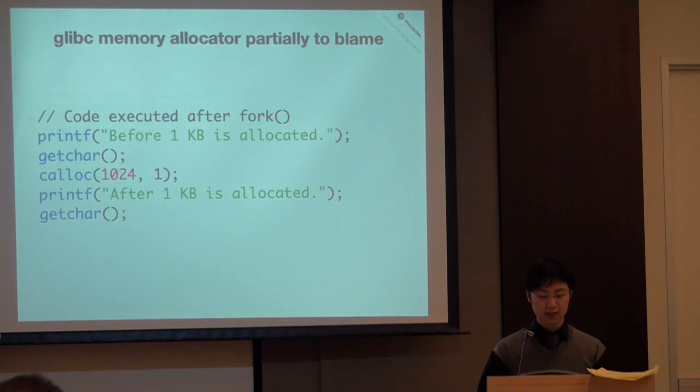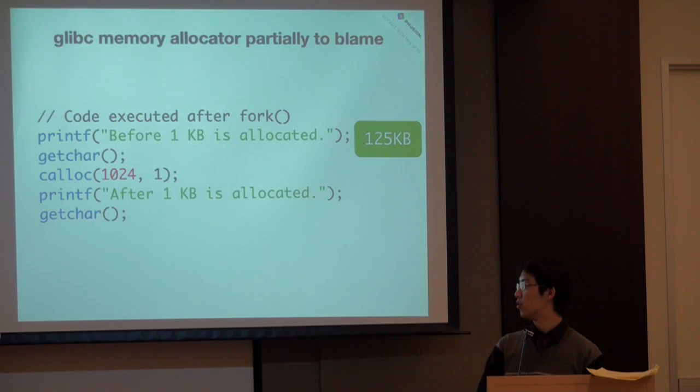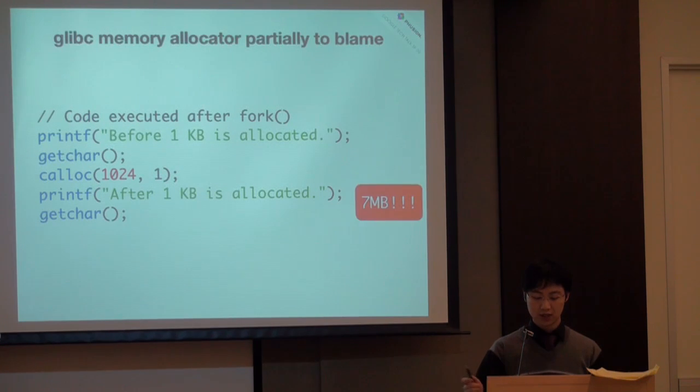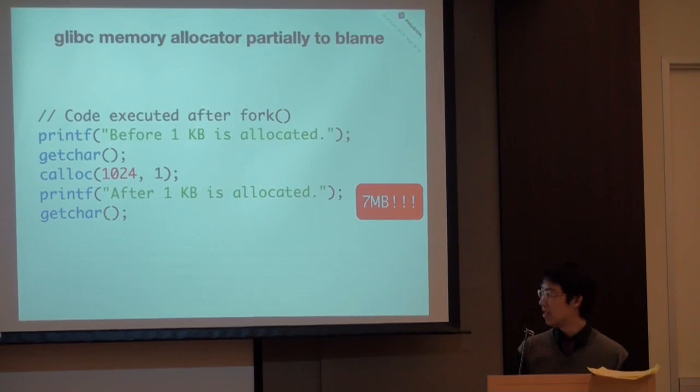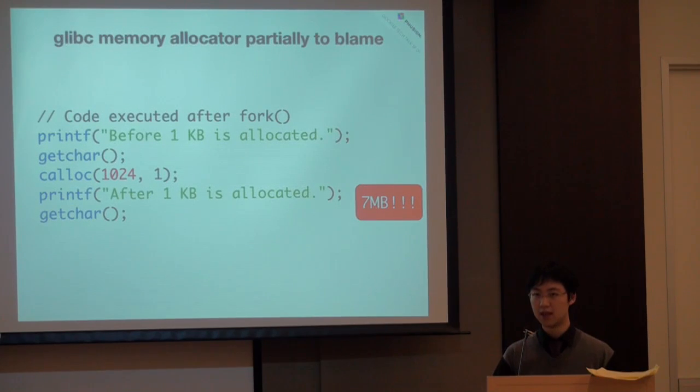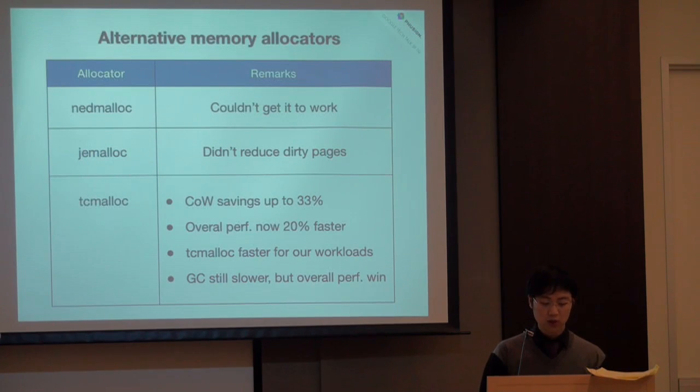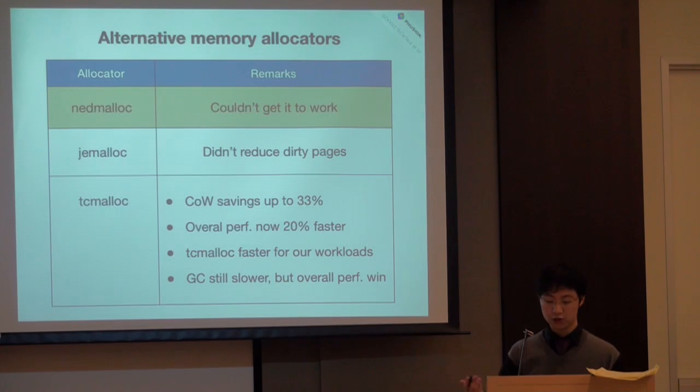Because if you take a look at this C code, it allocates 1 kilobyte of memory. A Rails child process initially has a private dirty RSS of 125 kilobytes. But after executing this code, the private dirty RSS suddenly jumps up to 7 megabytes. Something is definitely wrong here. And we suspect that ptmalloc2 makes a lot of internal bookkeeping structures dirty, and that's what is causing all these dirty pages. So we researched other memory allocators that we could use.